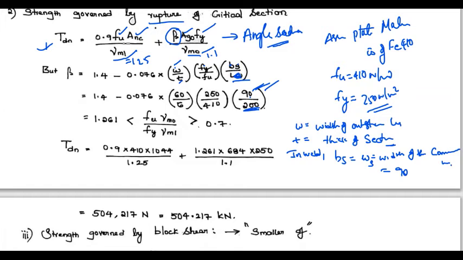So on substitution, beta will be 1.261. You have to check that this beta value should be greater than 0.7 and should be less than this value. You can calculate this value. Of course, I did not calculate it. I have directly put the value because it is going to be less than this. You can just check it out. And on substitution, the strength governed by rupture in the critical section is 504. That is the strength: when the tension force in the tension member exceeds 504, then it is going to rupture.